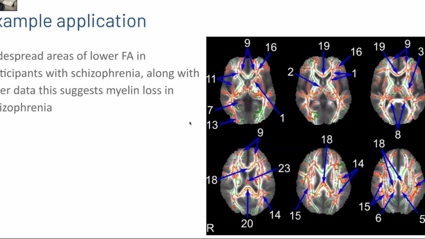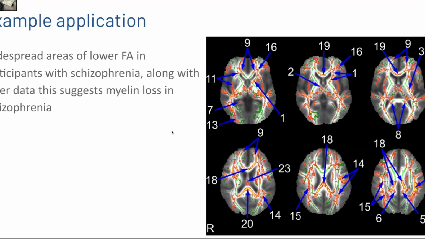Just an example application. I already talked about TBI, but this is an example from schizophrenia, where when you compare individuals with schizophrenia to those without, there are a number of studies that have shown that there are widespread areas of lower FA in participants who have schizophrenia. You can see this here across the white matter. All of these orange areas are where this paper found lower FA in the schizophrenia group. This suggests that there might be myelin loss in schizophrenia or some loss of coherence of the fiber bundles.